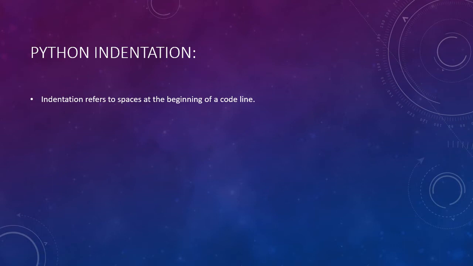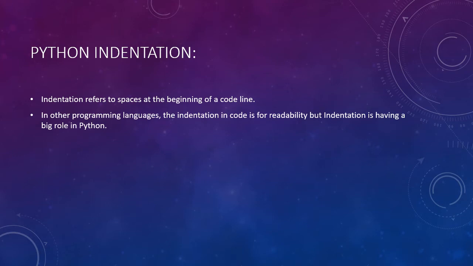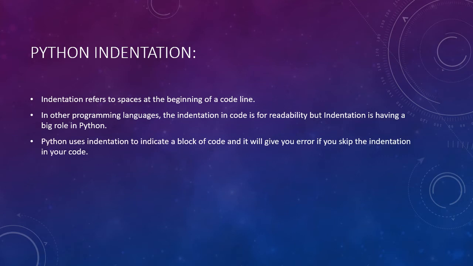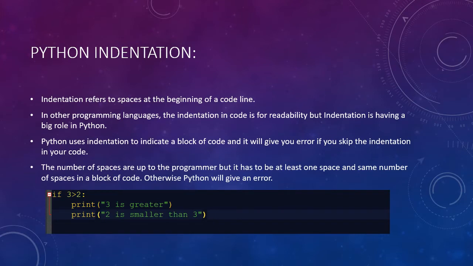Python indentation. Indentation refers to spaces at the beginning of a code line. In other programming languages, the indentation in code is for readability, but indentation has a big role in Python. Python uses indentation to indicate a block of code and it will give you an error if you skip the indentation in your code. The number of spaces is up to the programmer, but it has to be at least one space and the same number of spaces in a block of code, otherwise Python will give an error.